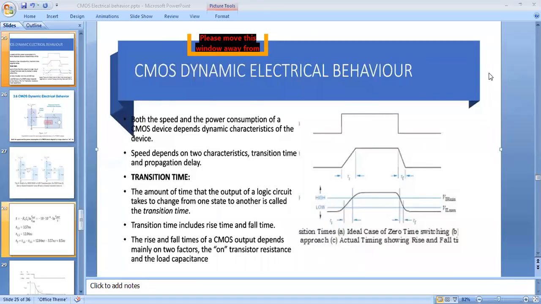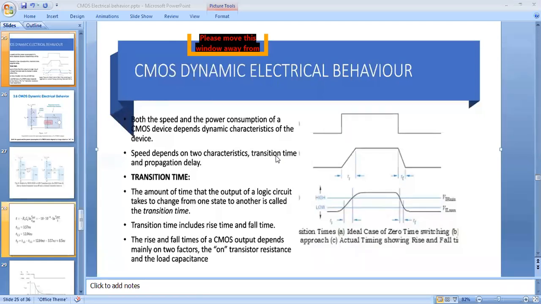So once again, I repeat that CMOS dynamic electrical behavior. With the help of CMOS dynamic electrical behavior, we study the speed and power consumption of a CMOS device. The speed mainly depends upon two characteristics: the first one is transition time and the second one is propagation delay time. Already in the previous class we discussed transition time.